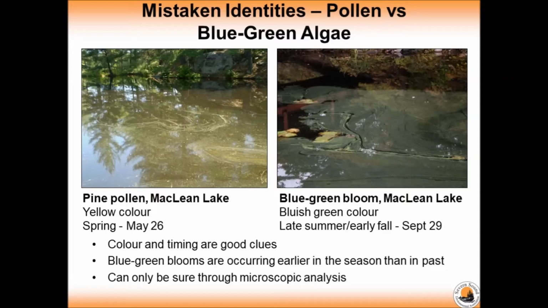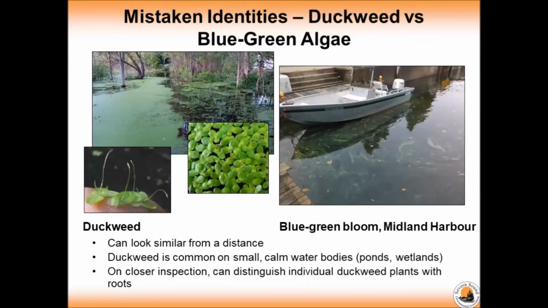We are seeing blue-green algae blooms occur earlier in the season than we have in the past. So if you're really unsure, it's best to take some photos and follow up either with SSEA, the health unit, and also the Spills Action Center, because it is hard to tell sometimes. But definitely the color is a good indication. And if you're seeing sort of that pollen dust on other surfaces, your car, for example, then again, that would be a good clue that it's more likely the pine.